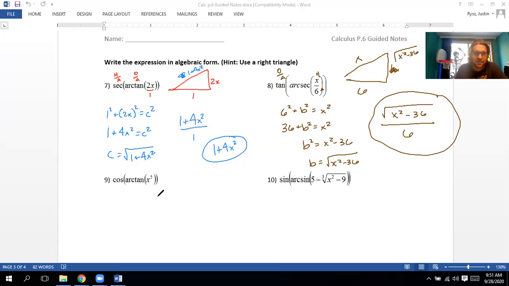All right, cosine of the arctan of x to the 5th. We'll make that x to the 5th over 1. Tangent is opposite, x to the 5th, over the adjacent 1. Let's start working on a cosine, which is adjacent over hypotenuse, so we need to find this hypotenuse here. So 1 squared plus x to the 5th squared equals c squared. So we get 1 plus x to the 10th equals c squared. So c is the square root of that.